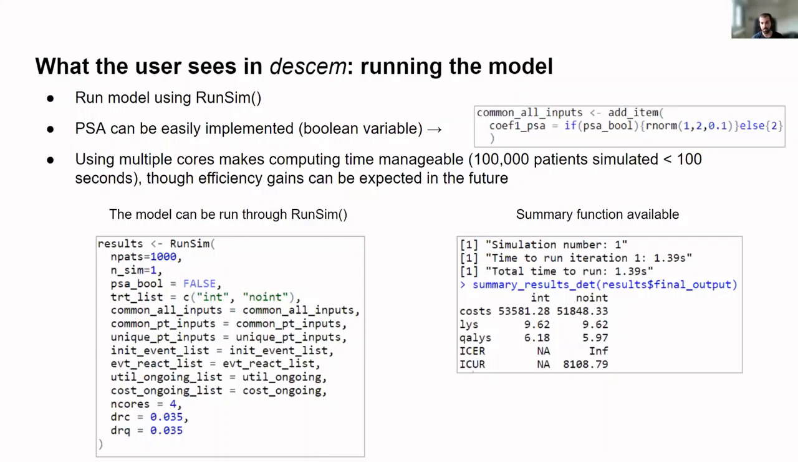So for example, this is just another variable. So that means that you can always configure your parameters based on this variable. And on top of this, you are using parallel computing to make running times manageable. We are not claiming that it would be as fast as running this through C++, but again, that was not our objective. Even though this is a very recent package, so we expect efficiency gains in the future as we improve on our code.